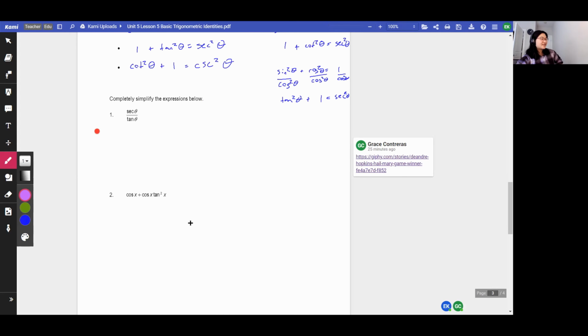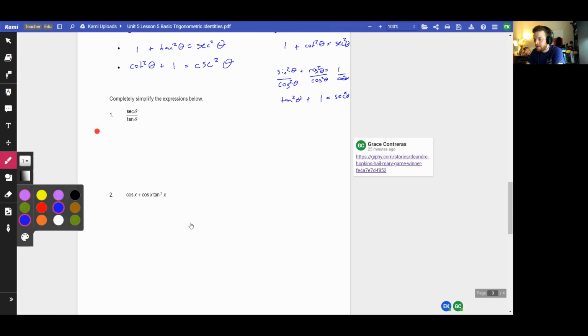Well, secant is just 1 over cosine, and tangent is sine over cosine. Is there anything we can do with that? Let me get a color that's easier to see. 1 over cosine theta, and then you said sine over cosine. So you've used your reciprocal identity, not inverse identity, and you've used your quotient identity.